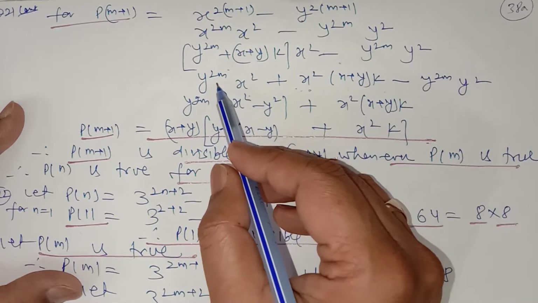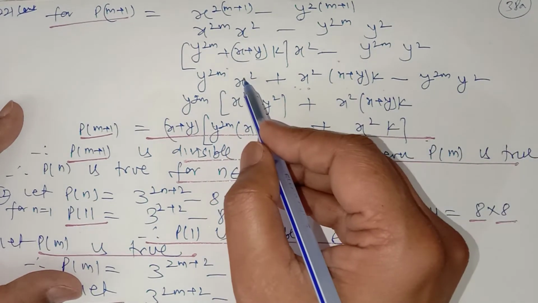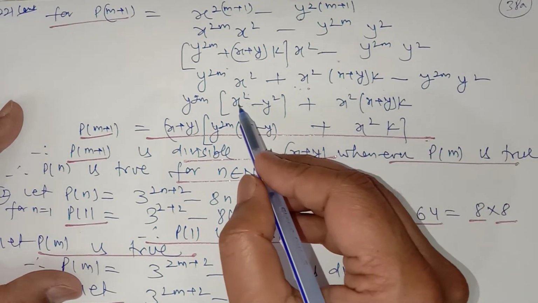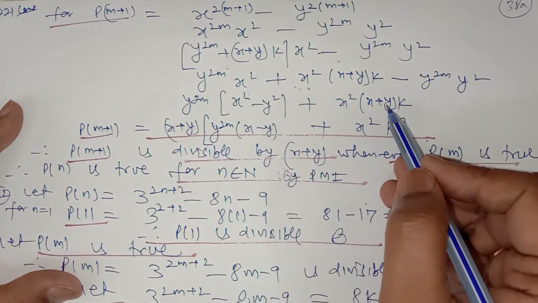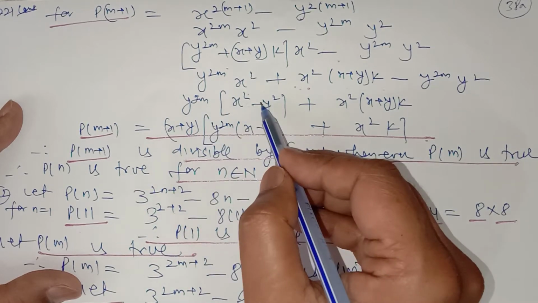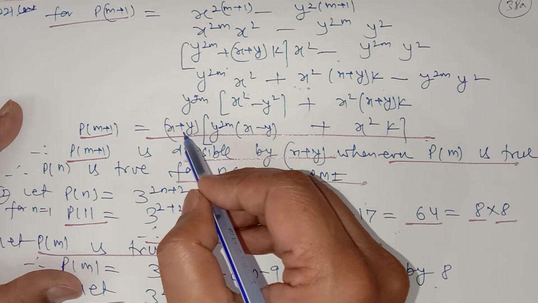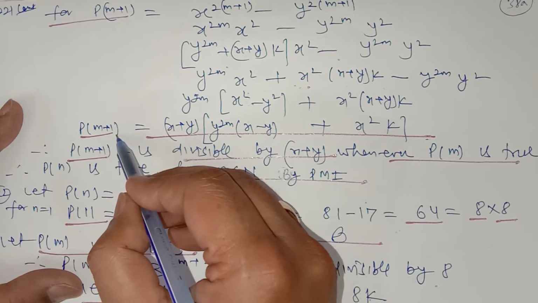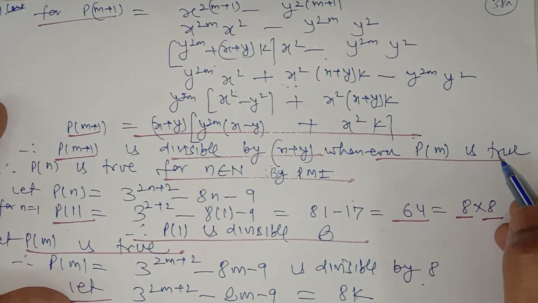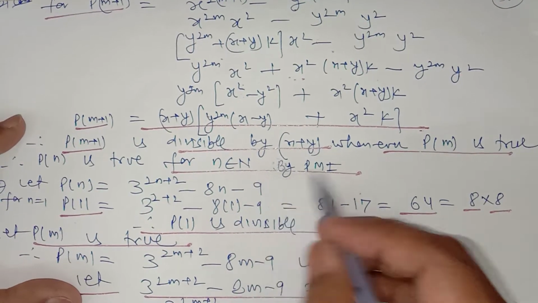Now you can easily take y raised to power 2m common in this term and in the last term. So this comes out to be x square minus y square, and this term as it is. And you can easily take x plus y common from this and this. So taking x plus y common, it will be y raised to power 2m, (x minus y), and x square into k. So this statement is divisible by x plus y, which is Pm plus 1. So Pm plus 1 is divisible by x plus y whenever Pm is true, that is, divisible by x plus y. So this Pn is true for all natural numbers n.